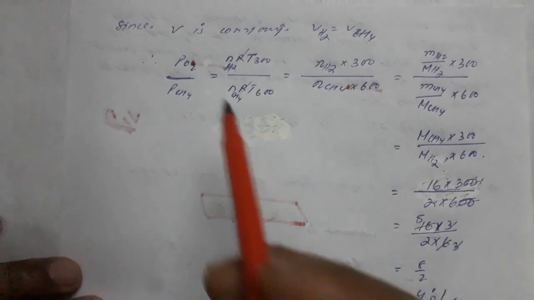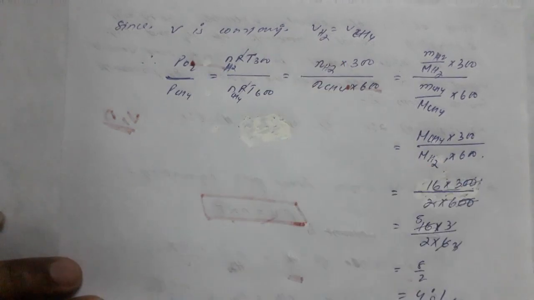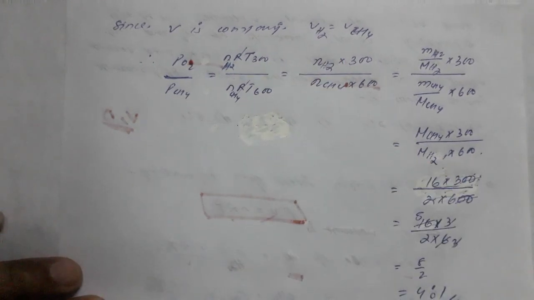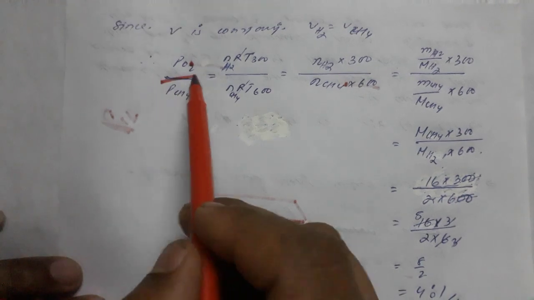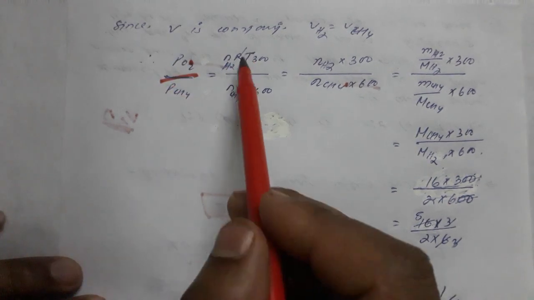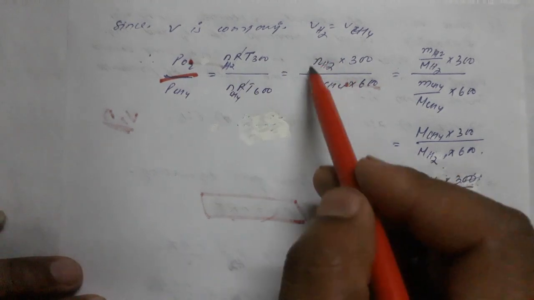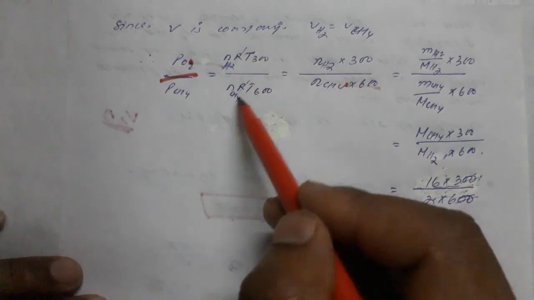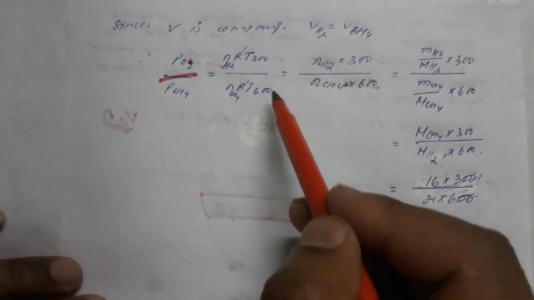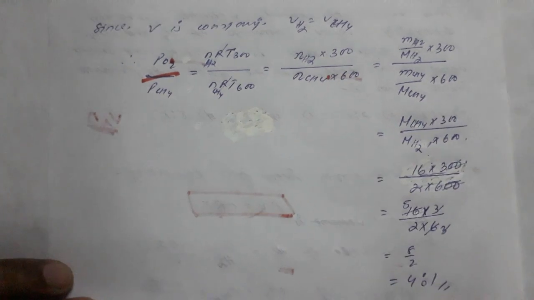Now, V is constant, right? So V of H2 or V of CH4 will be the same, so it will cancel out. Now if you're talking about the ratio of pressure, we just place the values here. We have to calculate the moles now. So R will be cancelled out, right? The temperature is 300 for H2, and in methane it is 600, so we have to put the temperature.